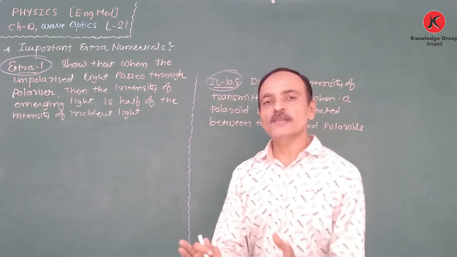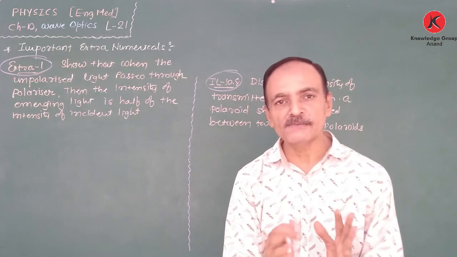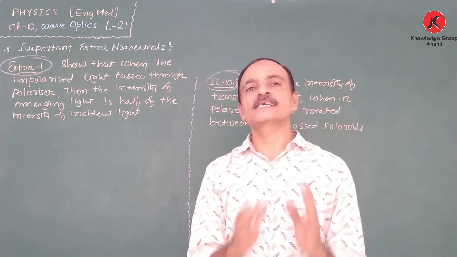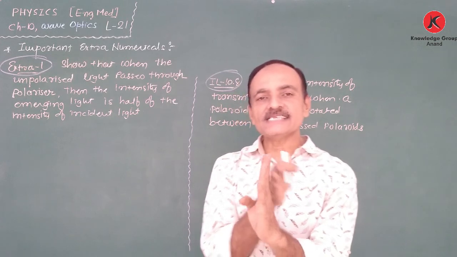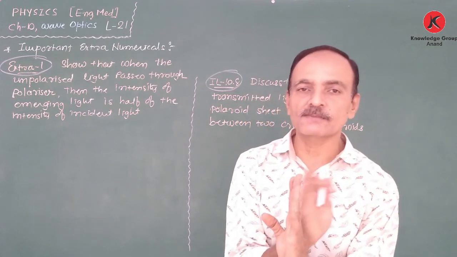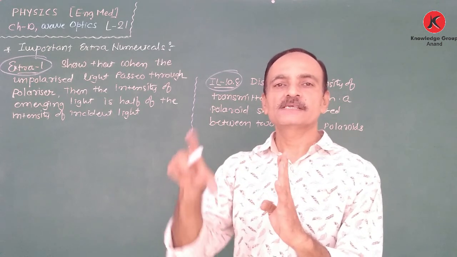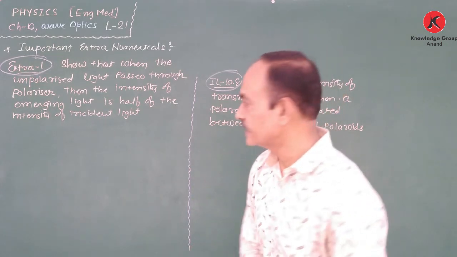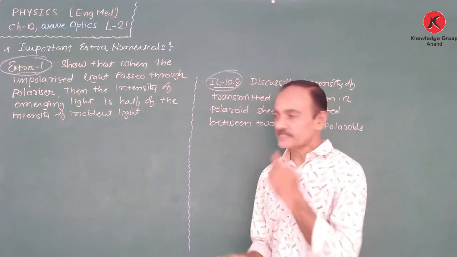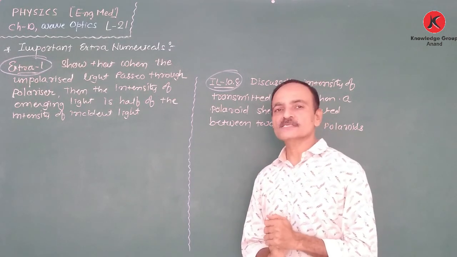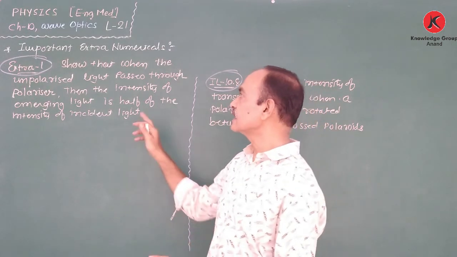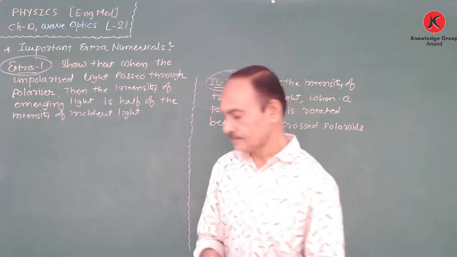We have to prove this. That means unpolarized light is incident on a tourmaline plate or a thin plastic sheet, and whatever light comes out of this sheet or plate has half the intensity of the incident light. We are going to prove this. For that purpose, we assume that the intensity of the incident light is I0.